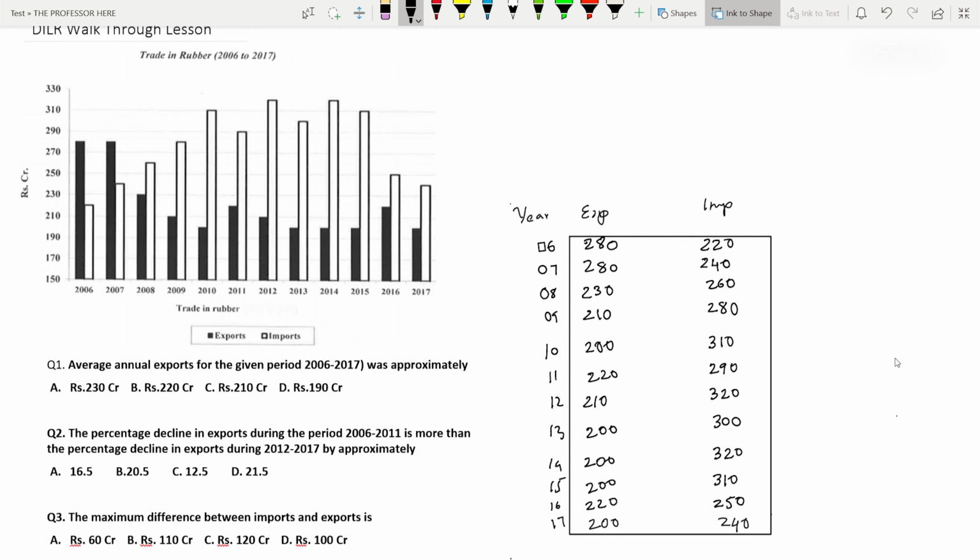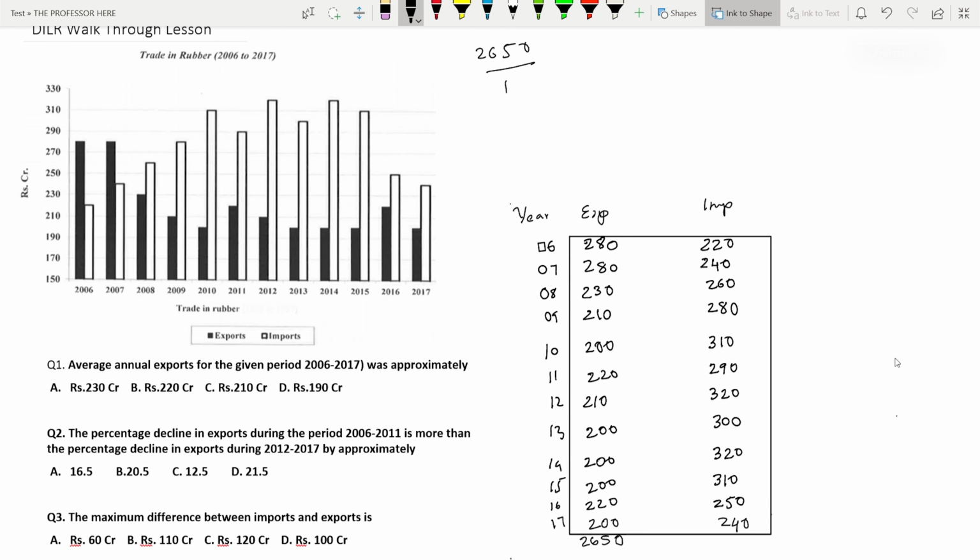Average annual exports for the given period 2006 to 2017 was approximately. To find the average, all you have to do is to add all the exports and then divide it by the number of years. The number of years from 2006 to 2017 is 12. So let's add the exports. Total exports is 2650.